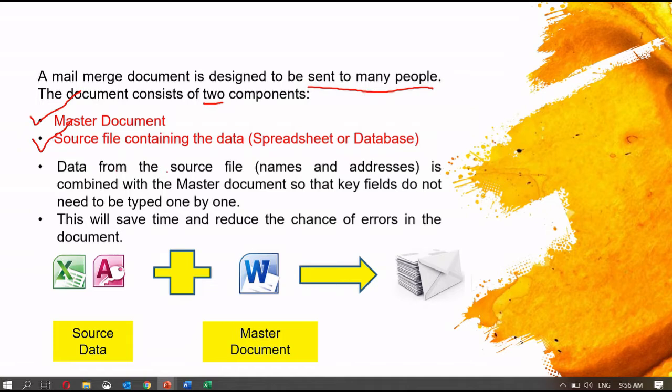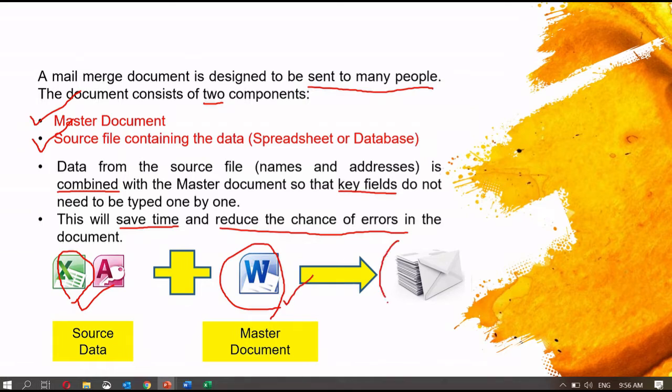What we need to do is combine the data from the source file with the master document so that the key fields do not need to be typed one by one, because this is going to save your time and reduce the chance of errors. So this is the process we are learning today. If we are given one Excel sheet with all the data of the people the letter should go to, and we are given one master document, which is the format of the letter we have to use, then how can we automatically create many individualized, personalized letters? So let's look at how this process is done.